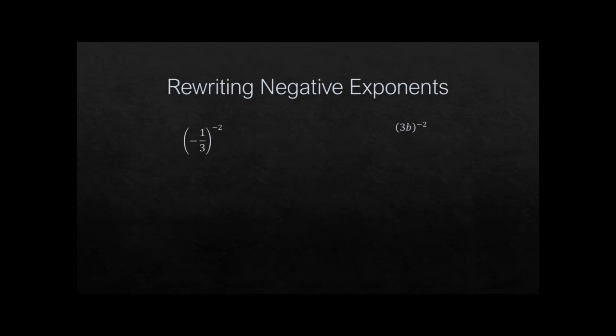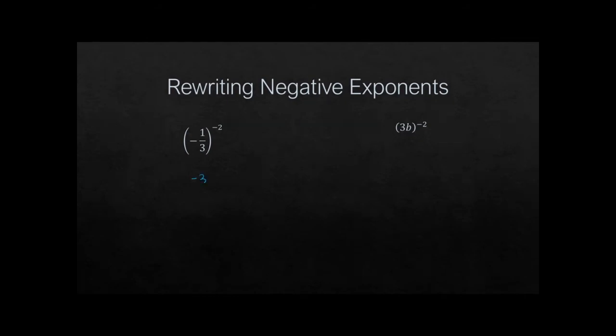A few more examples here. We've got (-1/3) to the -2. The first thing is we want a positive exponent because that's easier for us to work with. We know how to square things. We know how to cube things. That negative exponent just isn't natural or easy to think about. So we're going to take the reciprocal because we've got a negative exponent on a fraction.